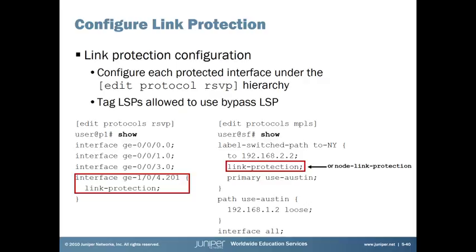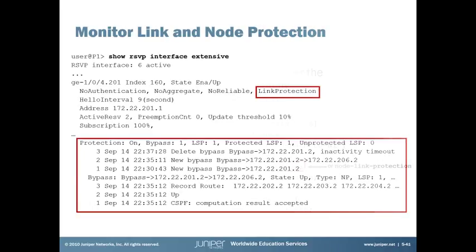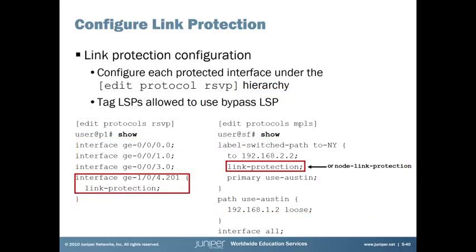So we're setting up link protection under RSVP on the interface, and then we're saying which actual LSPs are going to use that link protection, which LSPs are protected by it. It's a bypass LSP that we're putting in place. We can have multiple; we can apply that link protection to multiple LSPs.